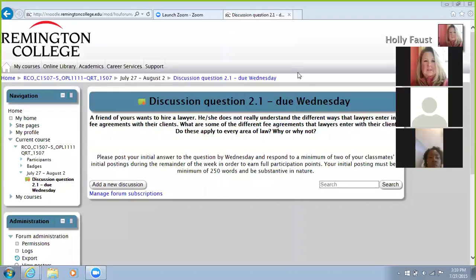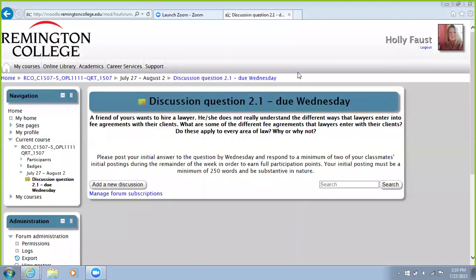She's pretty much purchasing the ability for someone to come in and represent her in court is basically what she's doing.